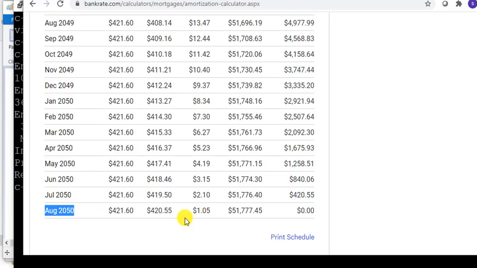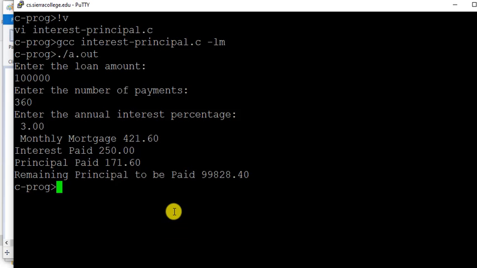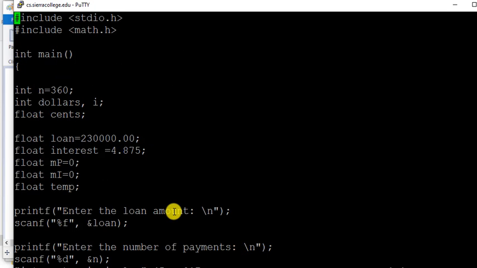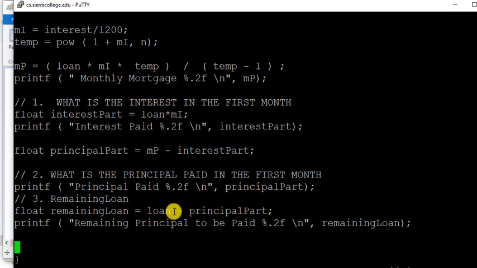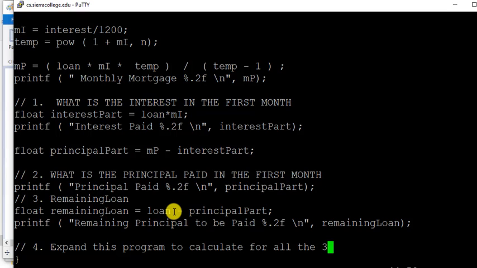Okay, so the homework is to expand this program to calculate for all the 360 months using a for loop. All right, thank you.